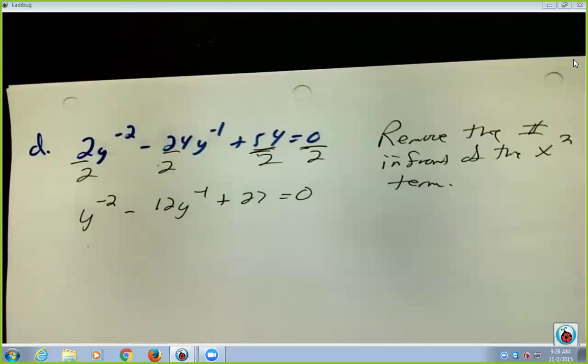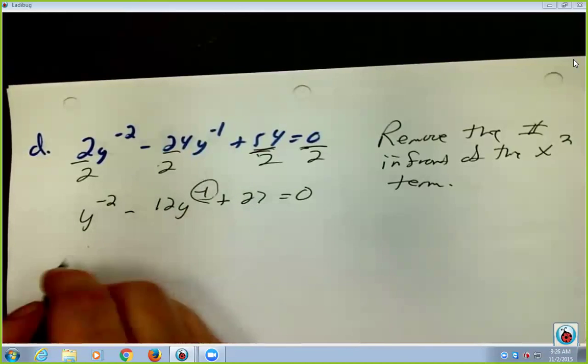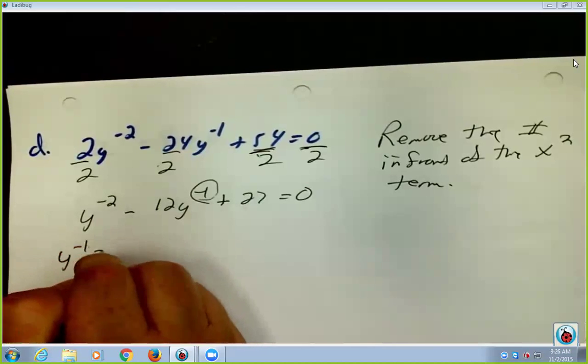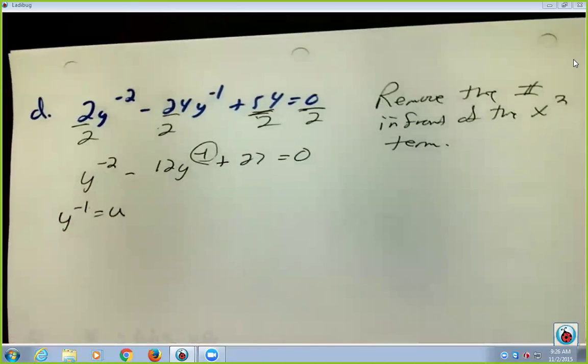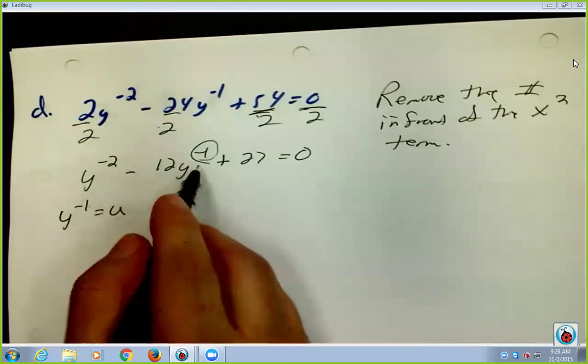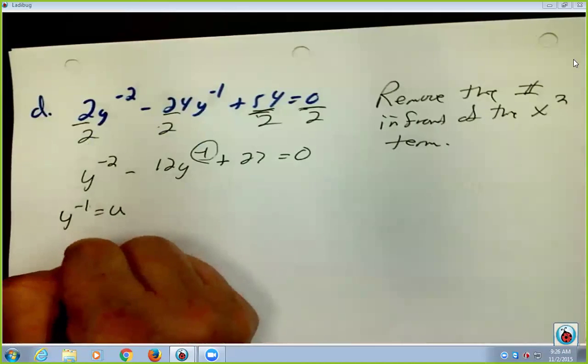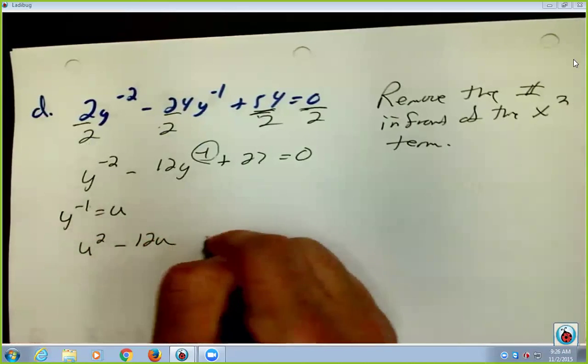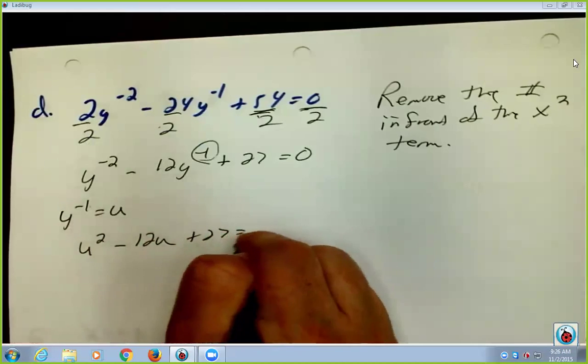So again, a different one because now I got a negative 1. So y to the negative first is going to equal my u. The math really isn't hard with these. It's just remembering to do your substituting in. So I end up with u squared minus 12u plus 27 equals 0.